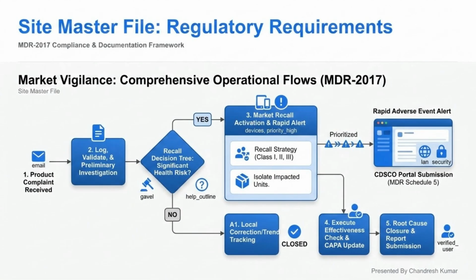The Market Vigilance Comprehensive Operational Flow starts with a product complaint. A recall decision tree determines if there is a significant health risk, leading to market recall activation and rapid adverse event alerts to the CDSCO portal, or local correction in CAPA if no risk is found.